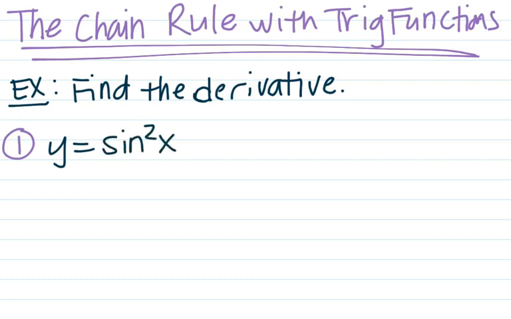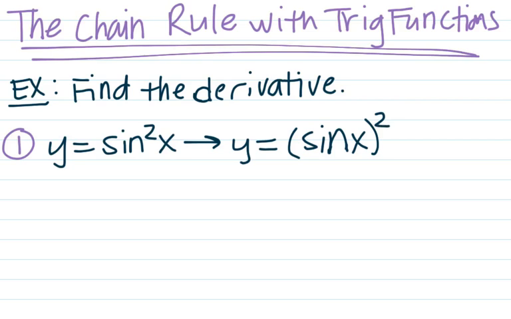And the reason I'm making a whole separate video for trig is because sometimes the way we notate it is what makes it a little bit harder. So remember, when you see sine squared x, it's not really just sine that we're squaring. It's sine of x all being squared. So when I see problems like this and I'm going to do the chain rule, I like to go ahead and rewrite it as that. So it's sine of x all being squared.